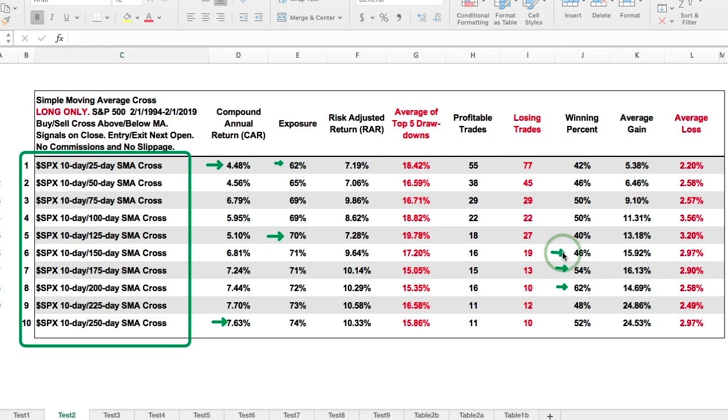As you get into the 150, 175, 200 day moving average, you're getting a longer or higher winning percent here. And of course, the average gain is much bigger than the average loss when you get to these longer moving averages. So these longer moving averages do tend to work better than these shorter moving averages. These shorter moving averages produce a lot of whipsaws. You can see that low winning percent there. So expect a lot of losers if you're going to try such a system.